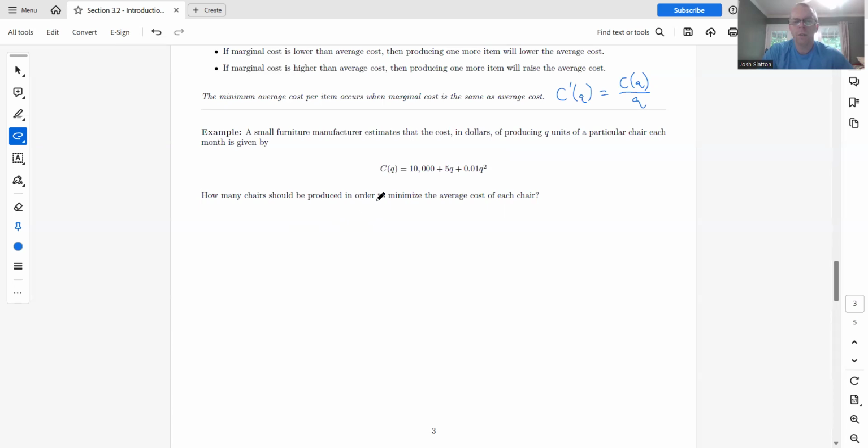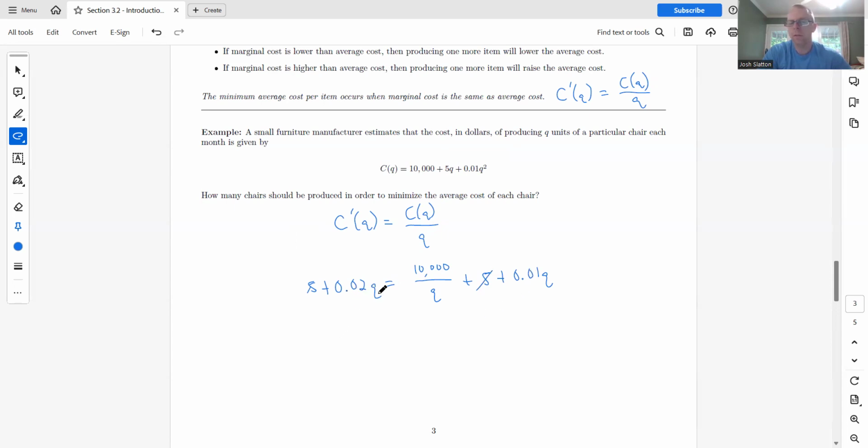So we can set that formula up, fairly easy to set up, and usually pretty easy to solve. Take the derivative of C. So we have 5 plus 0.02 times Q, and then now C of Q divided by Q. So we have 10,000 divided by Q plus 5 plus 0.01 Q. Now we just need to solve for Q. So 5 will cancel, and we can bring this one over.